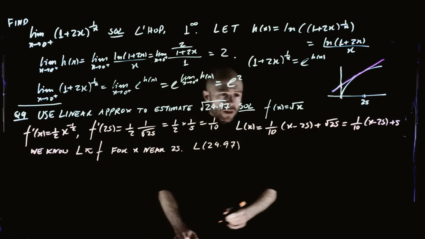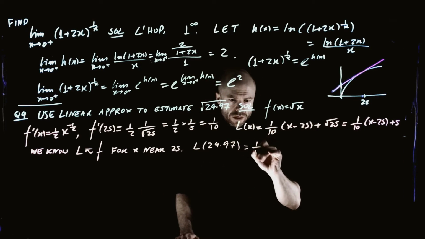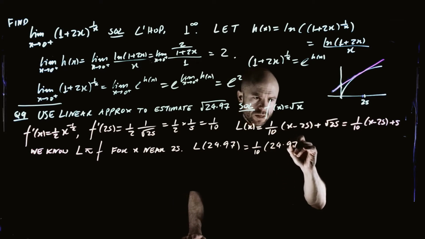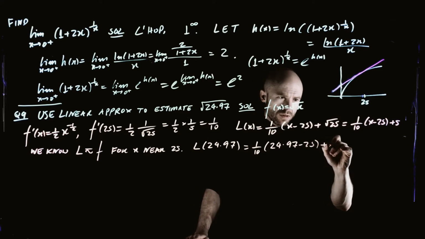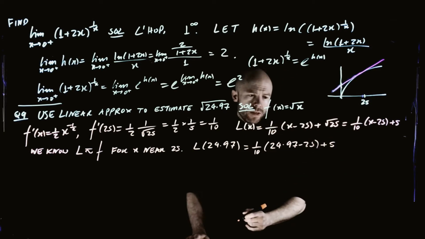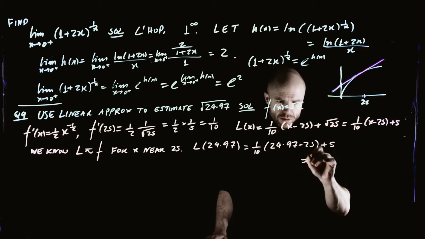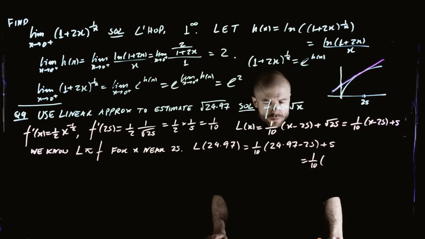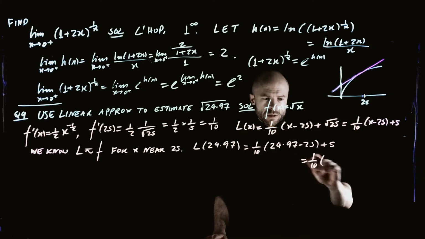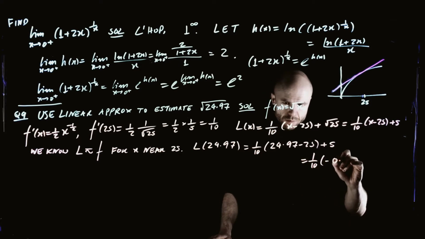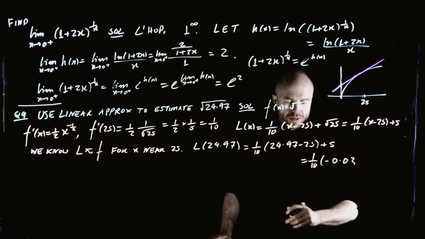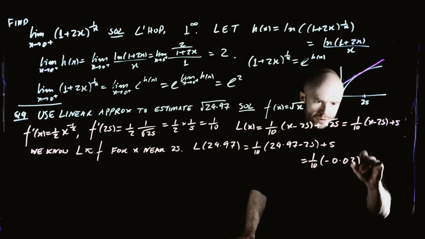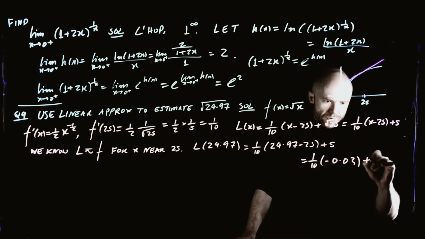24.97, what's that? That is 1 over 10 times (24.97 minus 25) plus 5. And then what is this thing? So 1 over 10, and this will be minus 0.03, because if we add 0.03 to this, we get 25, right? So plus 5.